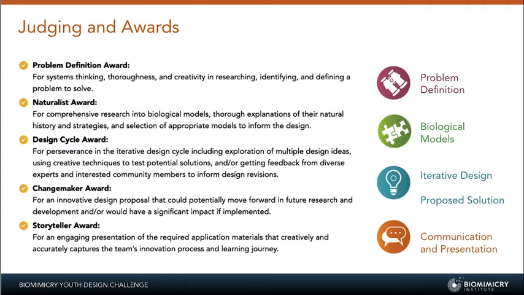The awards are correlated to the rubric as well. So we have 5 awards that will be given that are meant to highlight the student projects that best exemplify these areas within the project and the rubric. So again, we have a problem definition award, a naturalist award for research into biological models, the design cycle award, which focuses on the iterative nature of the design process and testing and getting feedback.